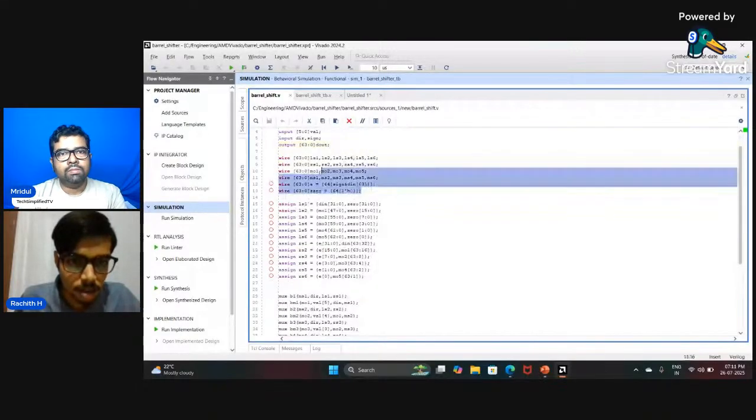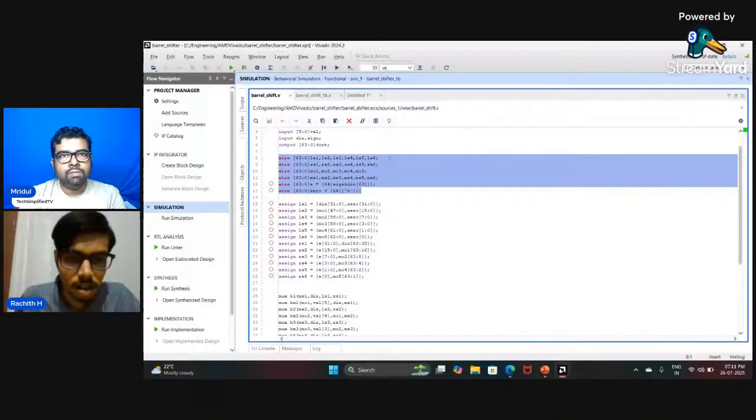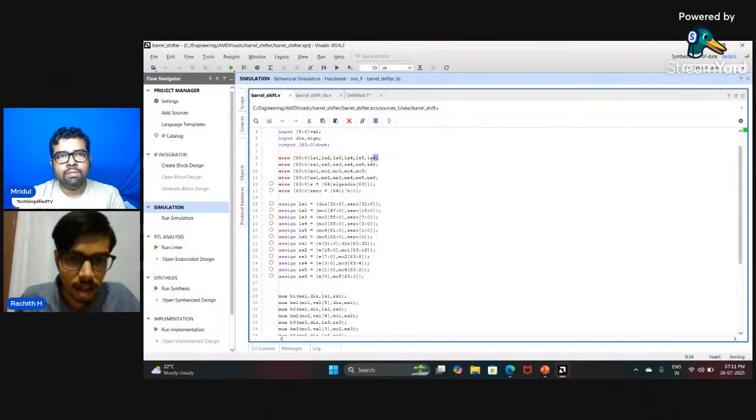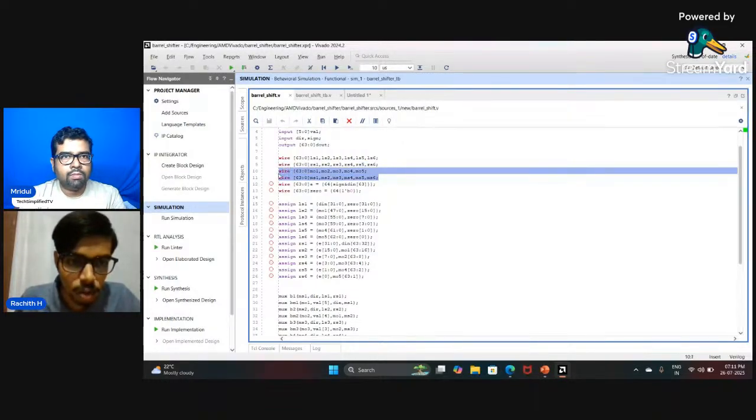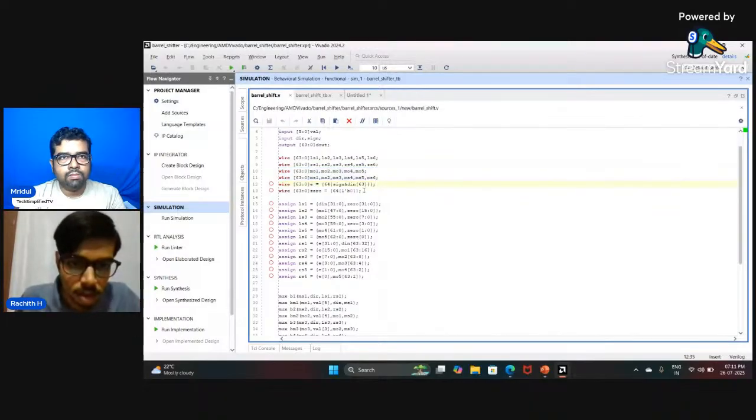Then we see some wire declarations here. These are the intermediate connections which we see between the multiplexer stages. So here LS corresponds to left shift and RS corresponds to right shift. And these are the intermediate multiplexer output wires. And one more thing we can notice here is this is the replication operator. Whatever is mentioned here will be replicated the number of times mentioned here. So here I have mentioned 1'b0, indicating a 0 value, which is being replicated 64 times and assigned to a wire 0.